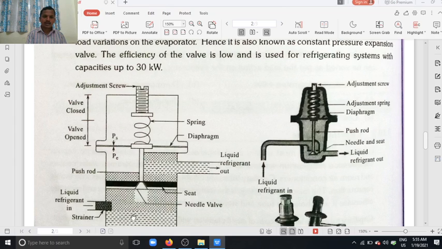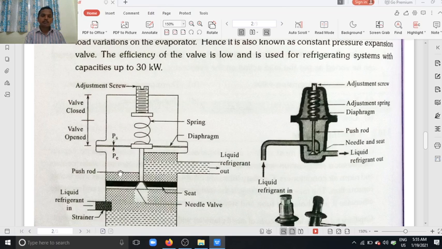The liquid refrigerant flows from bottom to top and goes to the load side. There is a load, so the liquid refrigerant evaporates and the flow continues. But when there is no load, there is no evaporation of the refrigerant. What happens at that time?